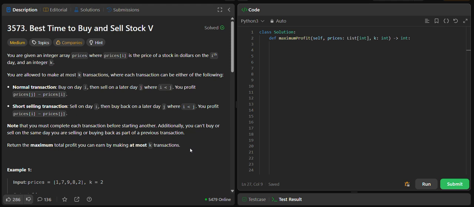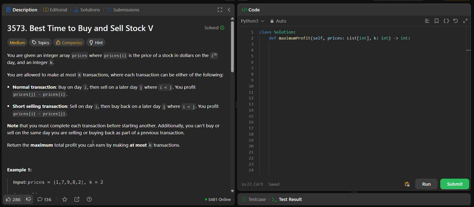of transaction. The first one is the normal transaction where we first buy the stock on a day and on a later day we sell it, and the profit will be prices[j] minus prices[i]. And second is the short selling transaction, that basically doesn't happen in reality, but if we think about a share market scenario, then it can happen where we sell the stock first on day i and on a later day j we can buy it back, and the profit will be prices[i] minus prices[j].